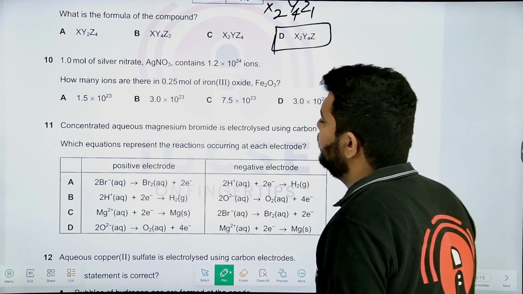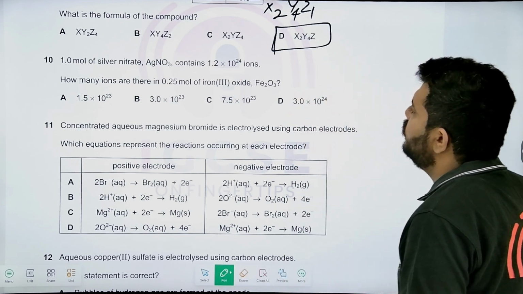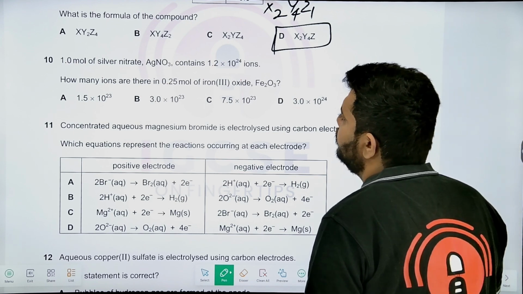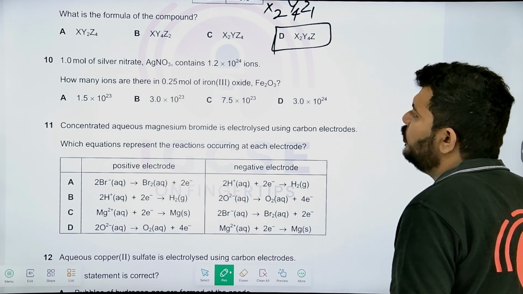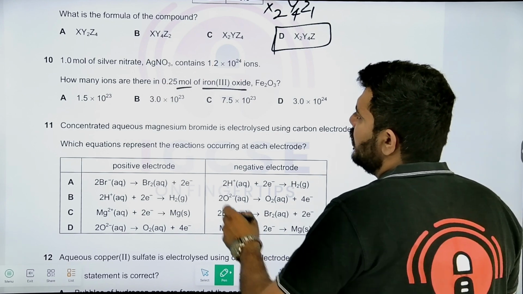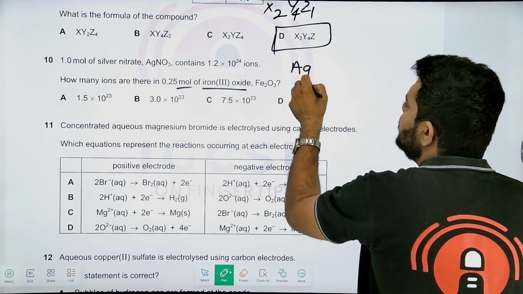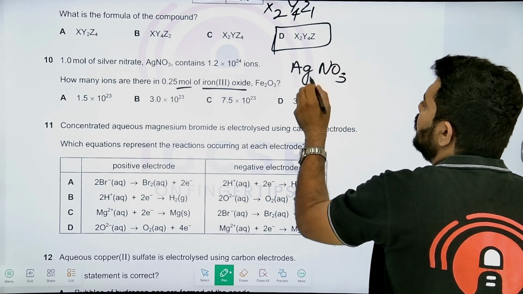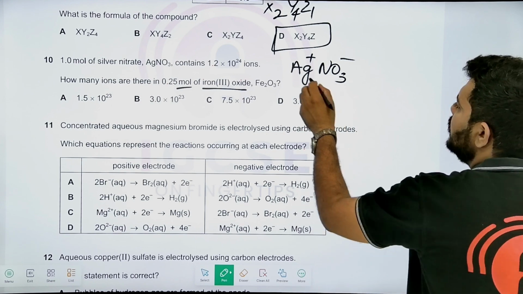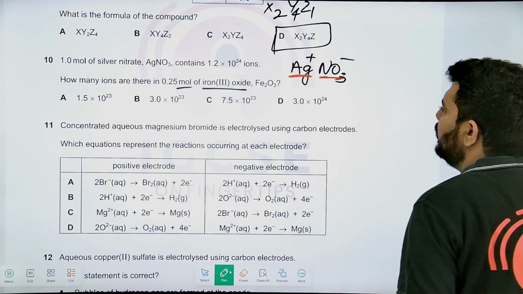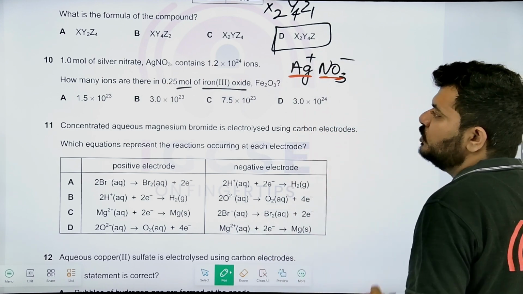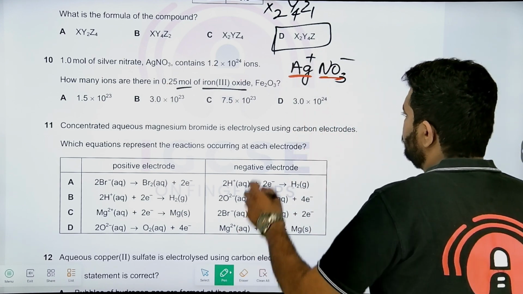1 mole of silver nitrate contains 1.2 into 10 to the power 24 ions. Okay. How many ions are there in 0.25 mole of iron oxide? Now see, we are looking at AgNO3. So Ag plus and NO3 minus. So 1 mole of silver nitrate will contain double the number of ions. It contains 2 moles of ions, right?